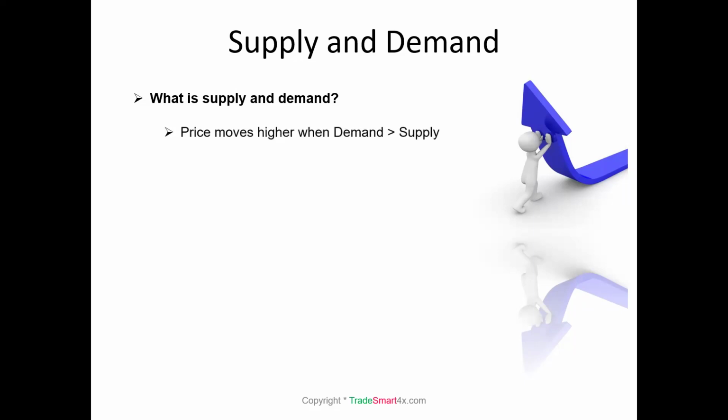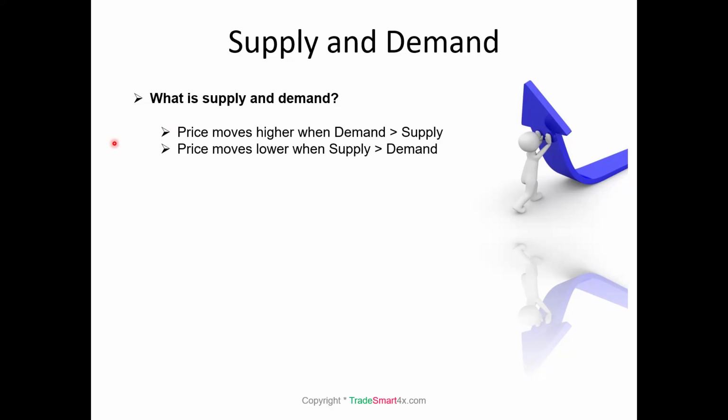So let's go through supply and demand. Prices will always move higher when demand is greater than supply. That's the law of nature. Prices will always move down when there's more supply than demand. So up when there's more demand, down when there's more supply at any particular price level in any market.